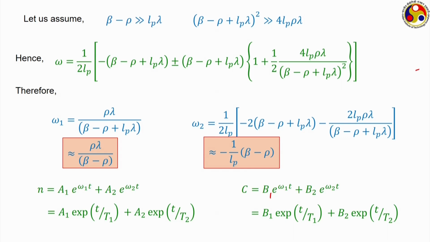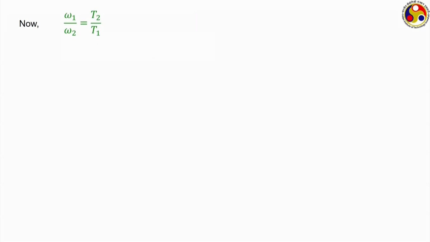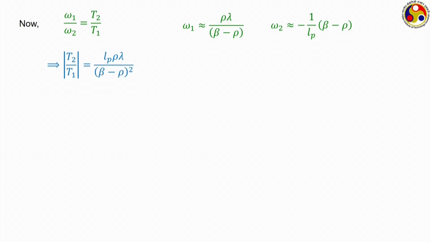Omega again we thought of as the frequency or the angular frequency, and capital T is the corresponding time period. Now, omega 1 upon omega 2 then has to be equal to T 2 upon T 1. These are the expressions for omega 1 and omega 2 that we derived shortly before, and if we put those expressions, then the magnitude of T 2 upon T 1 comes to be LP rho lambda by beta minus rho whole square.